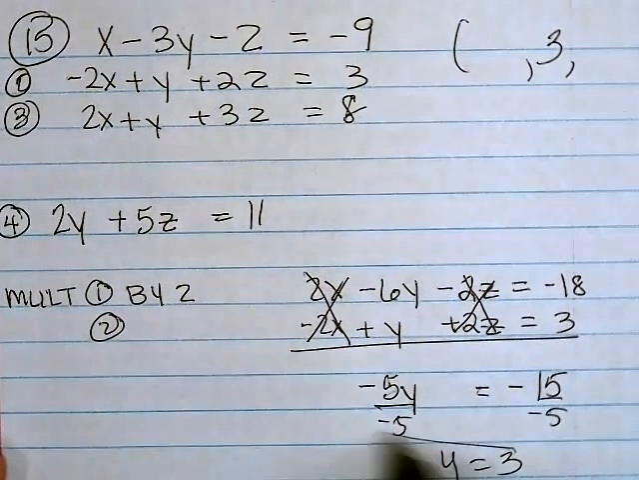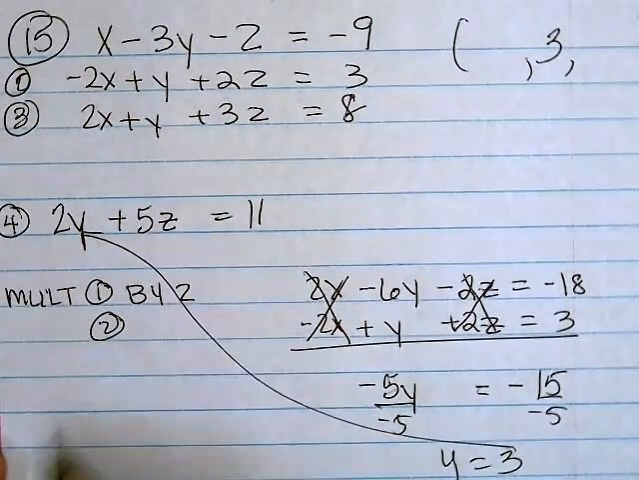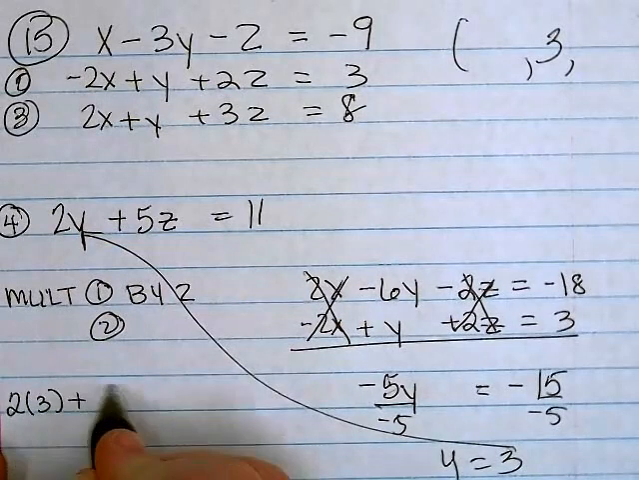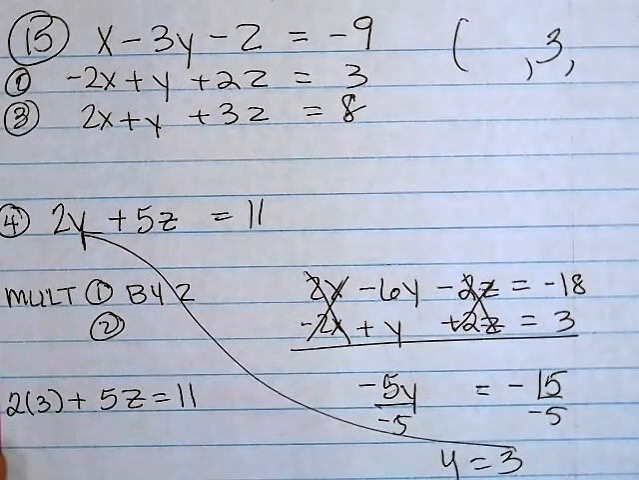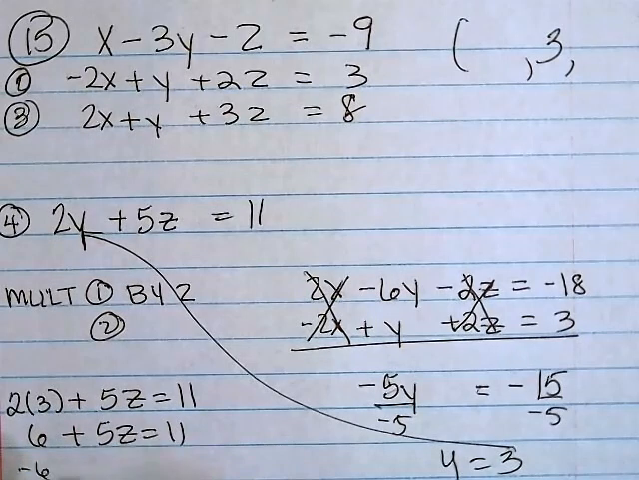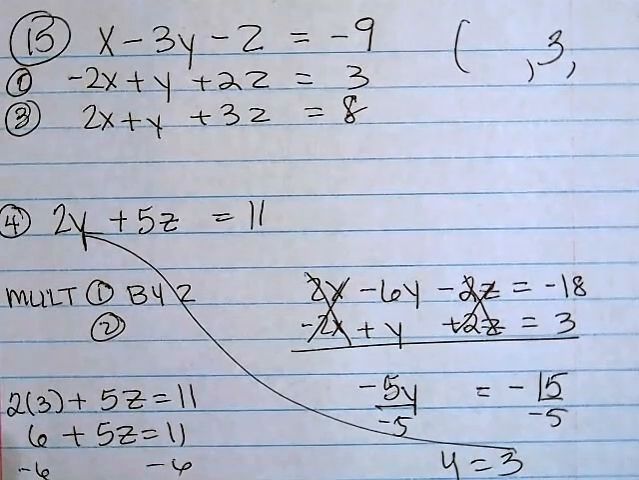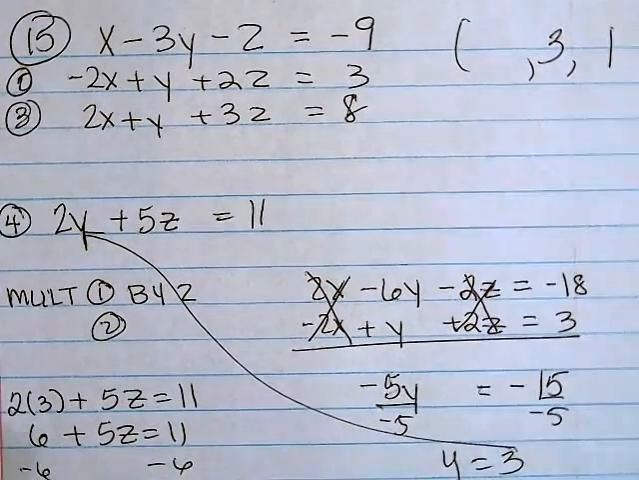Now I'm going to plug that in right there. So 2 times 3 plus 5z is 11. 6 plus 5z is 11. 5z is 5. Z is 1. I found that to be 1.